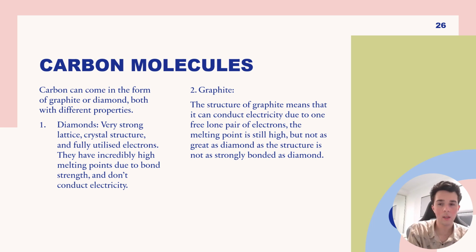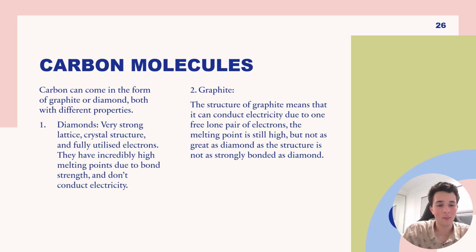Okay, last thing is carbon molecules. So carbon can come in many forms, such as graphite or diamond, graphene, and you wouldn't have heard of this yet, but a fullerene. And you don't need to know that, it's just extra fun. It's kind of like a soccer ball shaped thing, kind of cool.